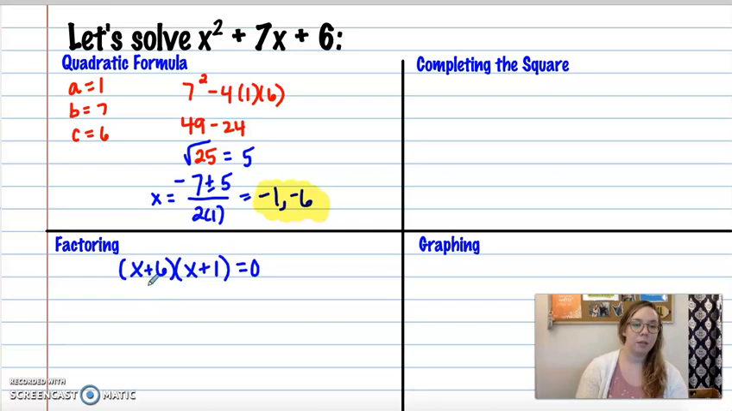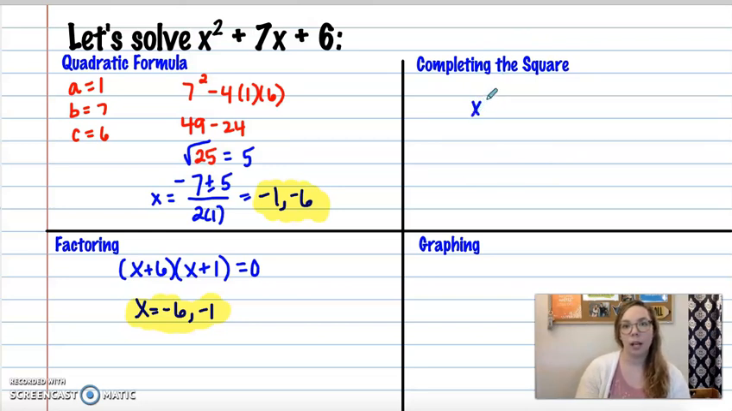So to make this piece equal to 0, I need a negative 6. And to make this piece equal to 0, I need a negative 1. And I've already solved that problem. So if you can factor, I usually think that's the easiest one. Complete the square is also kind of new to us since we just learned that one last week.